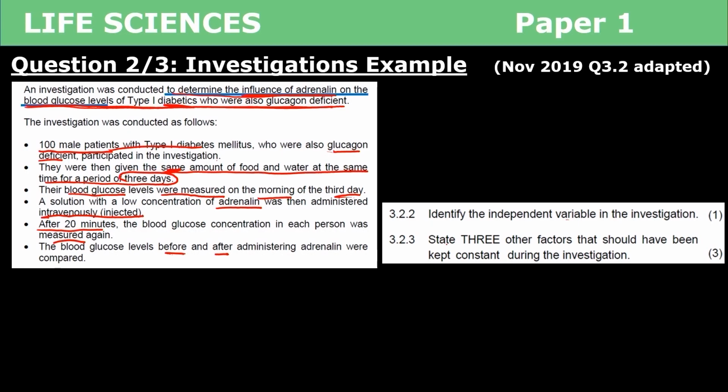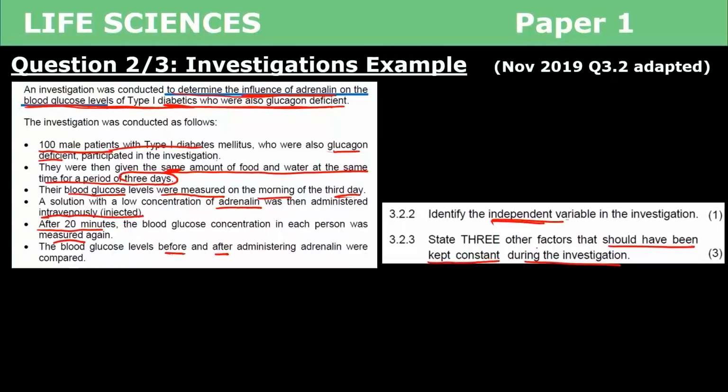And the second one says, state the 3 other factors that should have been kept constant during the investigation. Right, so the first one, the independent variable, we need to get that from the two variables that we identified. Remember, independent variable, by definition, how did we define it? It's the variable that causes the change, that has been manipulated, right? And then the dependent is the variable that is being measured.